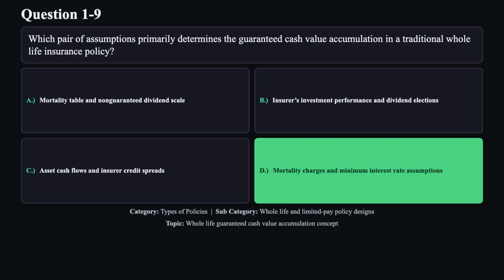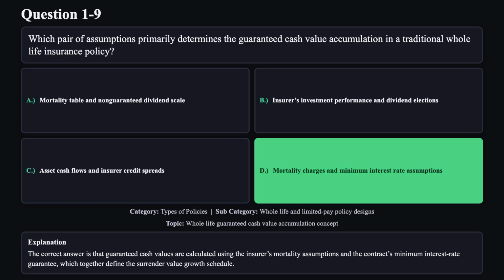The correct answer is D. The correct answer is that guaranteed cash values are calculated using the insurer's mortality assumptions and the contract's minimum interest rate guarantee, which together define the surrender value growth schedule.